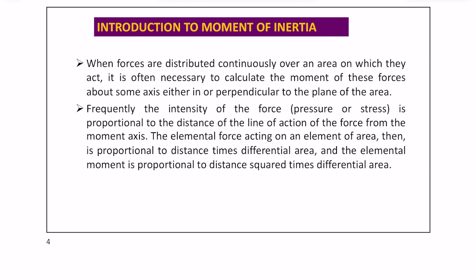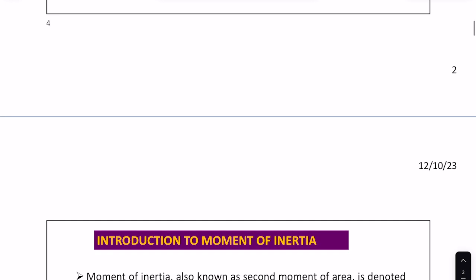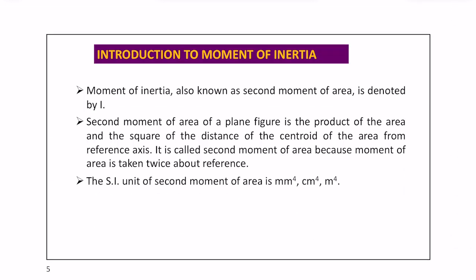The elemental force acting on an element of area then is proportional to distance times differential area, and the elemental moment is proportional to distance squared times differential area. You will get the idea bila kita tengok the formula later. Moment of inertia, also known as second moment of area, is denoted by I. So kita akan pakai I simbol.